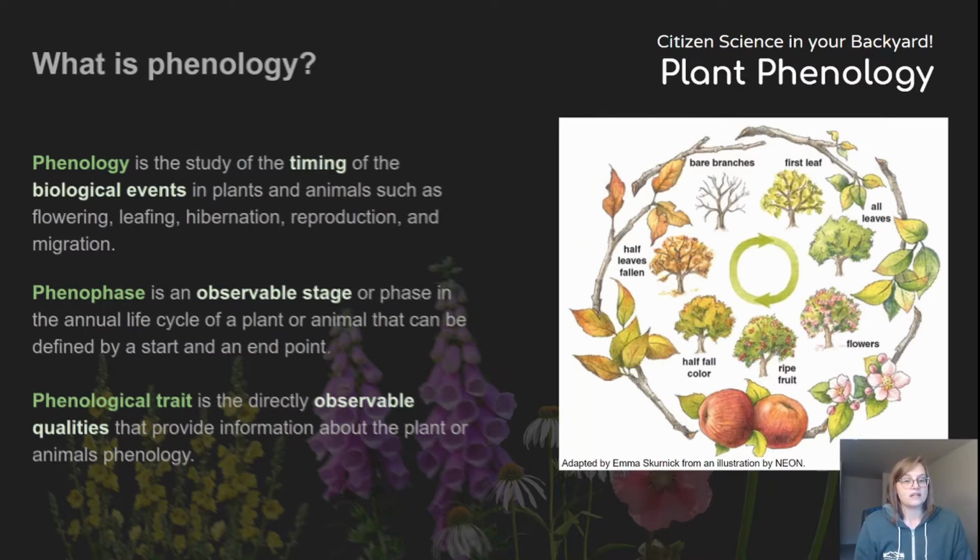Those observable stages in the plant or animal's life cycle are called phenophases, and all of those phenophases have a start and an end. A phenological trait is the directly observable quality that provides information about the plant or animal's phenology. So if I went outside right now and I went to look at a particular tree and it had flowers on it, then I would know it's in the flowering phenophase. I don't really know the length of that phase because I didn't see it start and I'm not seeing it end, but I know its current phenological trait.